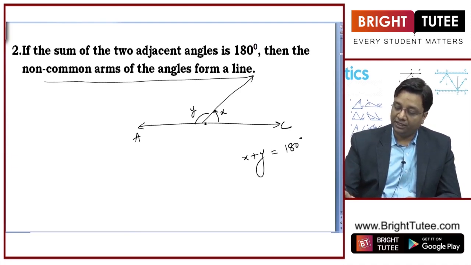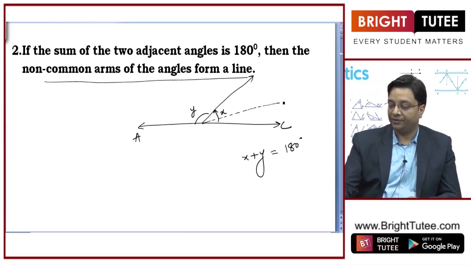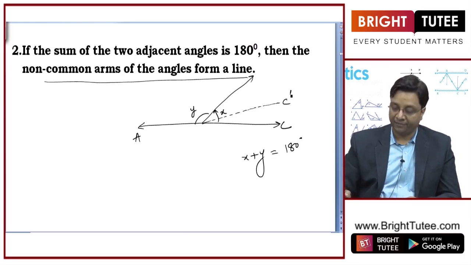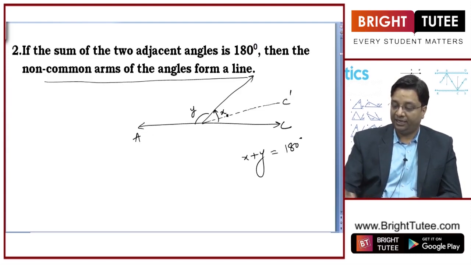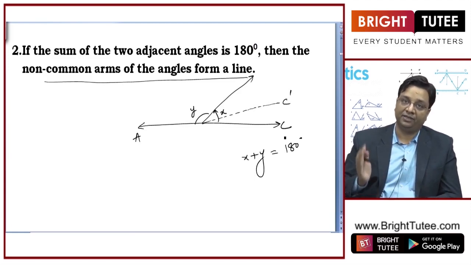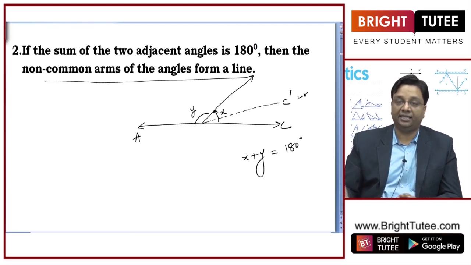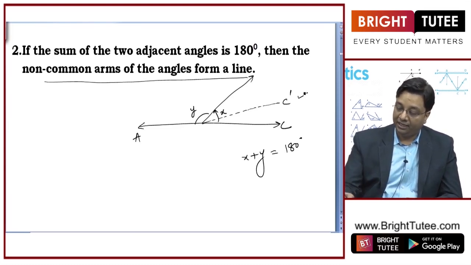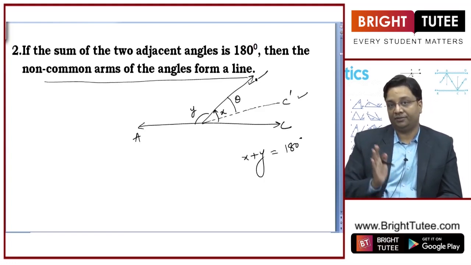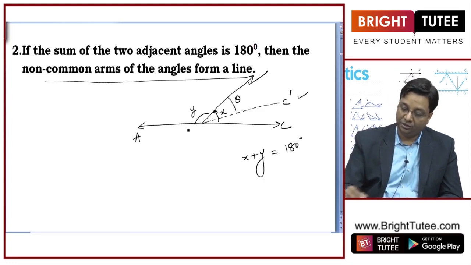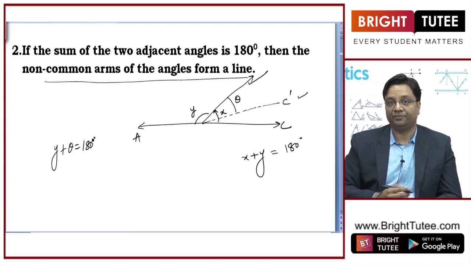Now, what we can do is, we can prove it by contradiction. Let us take another line C dash. Let us say that AC is not a straight line. Then AC dash is a straight line. If AC is not a straight line, we have drawn C dash such that AC dash becomes a straight line, right? And this is another angle, let us say theta. Now we know that this is a ray which stands on a line AC dash, so y plus theta is equal to 180 degrees. We just proved it in the previous theorem, right?